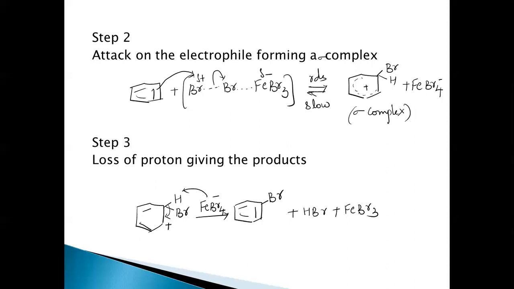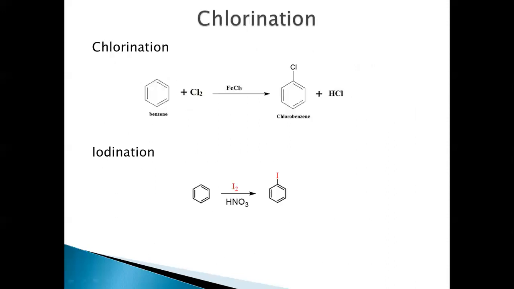So in halogenation reactions, we are making use of the Lewis acid catalyst because the halogen is not strongly electrophilic to react with the benzene. To increase the electrophilic nature of this halogen, we are making use of this Lewis acid catalyst. The chlorination reaction of benzene is also similar to this bromination, where we are using the Lewis acid catalyst FeCl3. Benzene plus Cl2 plus FeCl3, chlorobenzene is formed plus HCl.